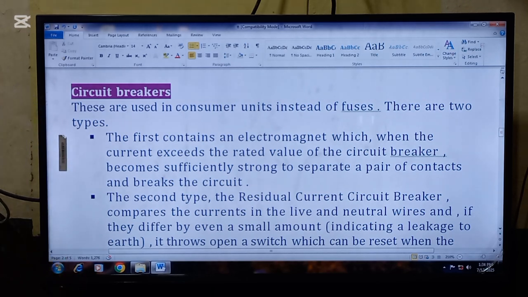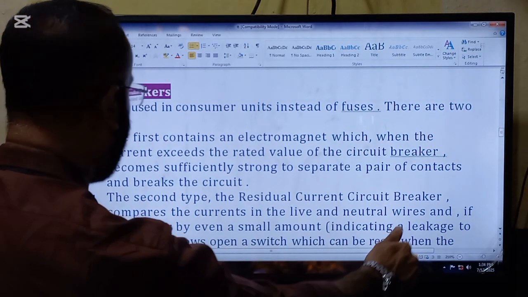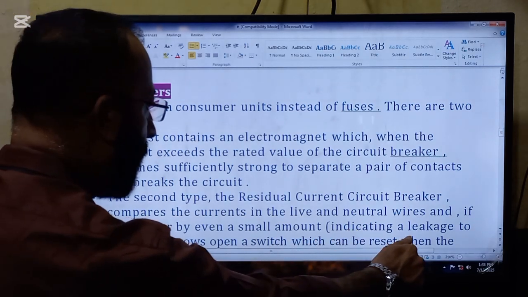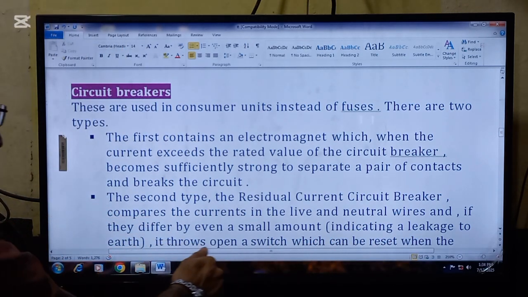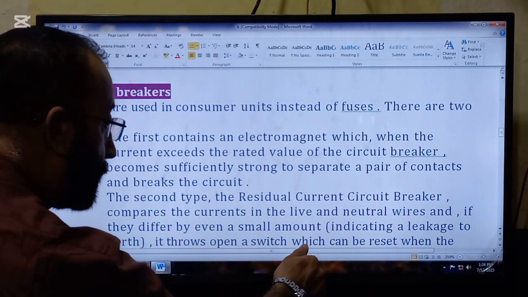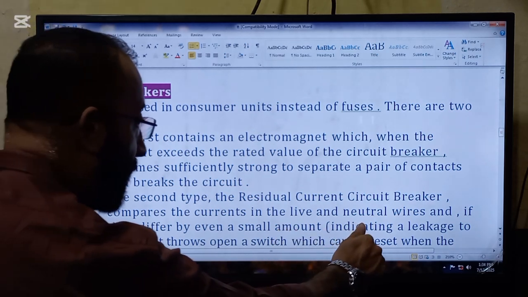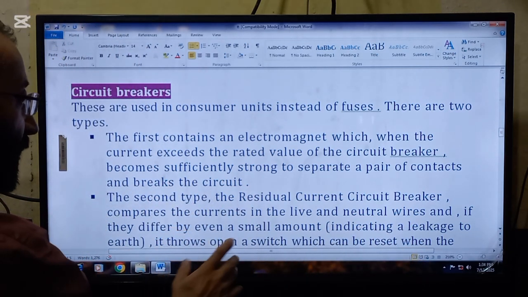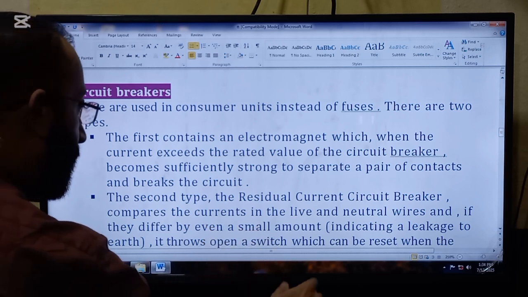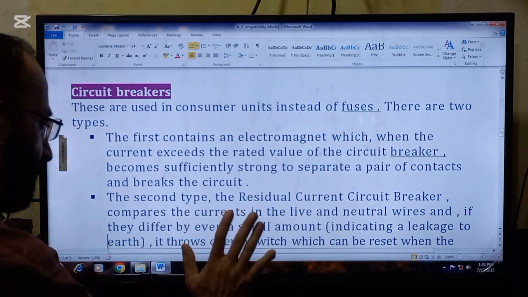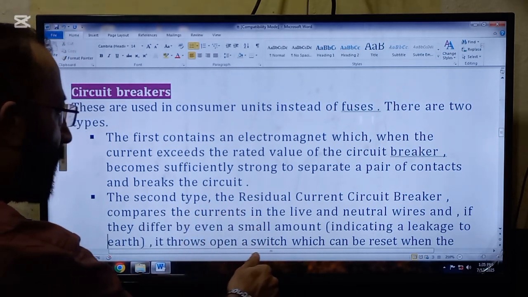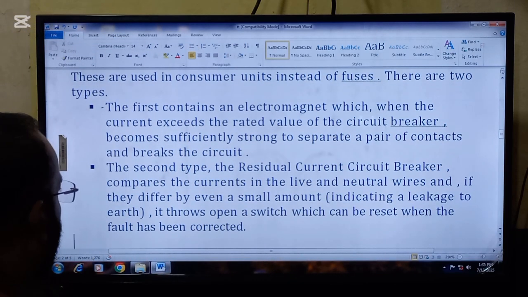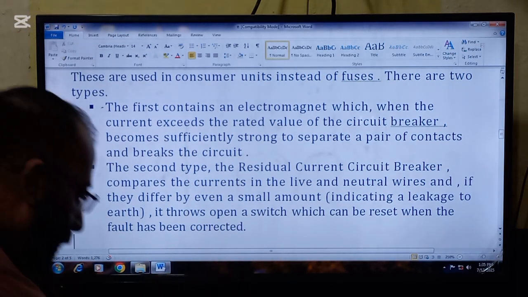The second type, the residual current circuit breaker, compares the current in the live and the neutral wires, and if they differ by even a small amount, so the difference in the live and neutral wire, the function of this type of circuit breaker is to note the difference. If there is even a small difference, it throws open a switch which can be reset when the fault has been corrected.